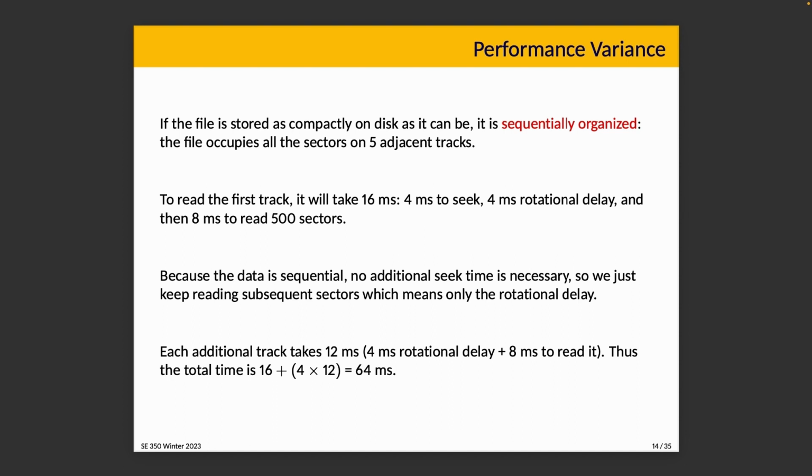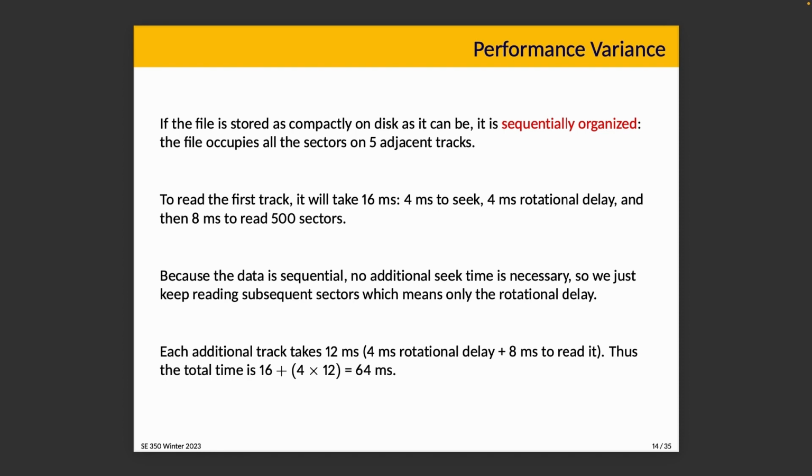So let's imagine then, if we're going to choose the simplest option, the data is sequentially organized. So the file occupies all of the sectors on 5 adjacent tracks. So all the pieces are right next to each other. It's as if you wrote it down immediately one piece after another, all on adjacent tracks. So to read the first track, it takes 16 milliseconds in this example: 4 milliseconds seek time, which we established from the question description, 4 milliseconds rotational delay, this is why we chose 7500, because it makes the math a little cleaner, and then 8 milliseconds to read each of the 500 sectors.